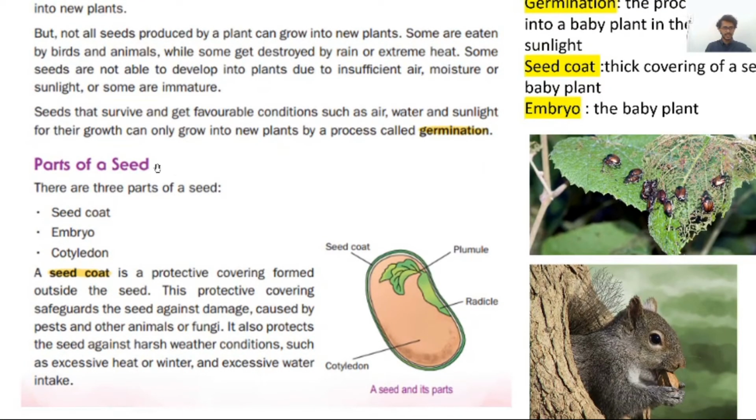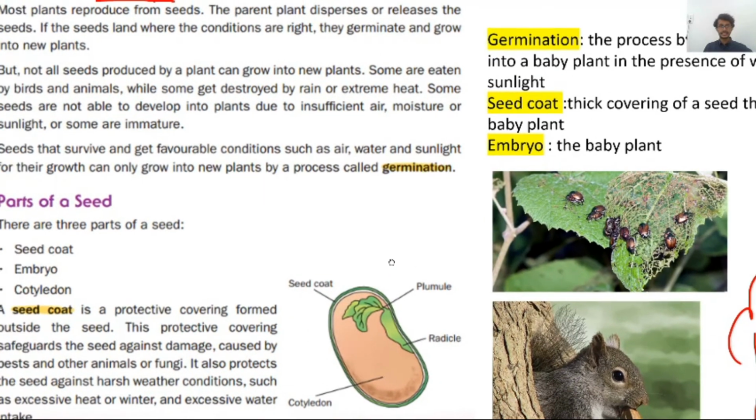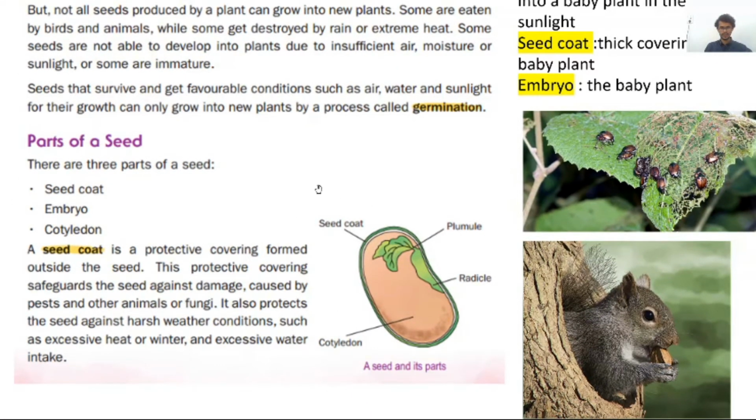Now let's study the parts of a seed. Look over here, we have a seed. This is a small picture where you can see this animal eating a seed. So when this animal eats a seed, it will not grow. Now you see, this is a seed and its parts. Let's study its parts one by one. I hope you are listening to me. I hope you are not asleep. Okay, focus.